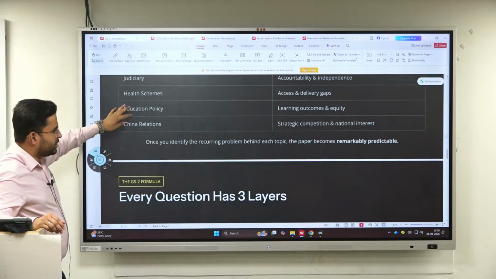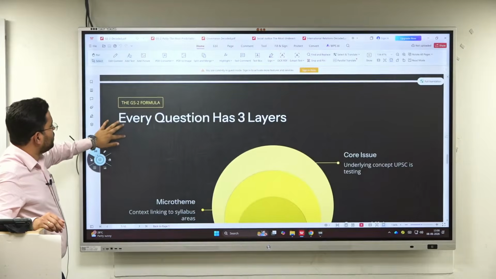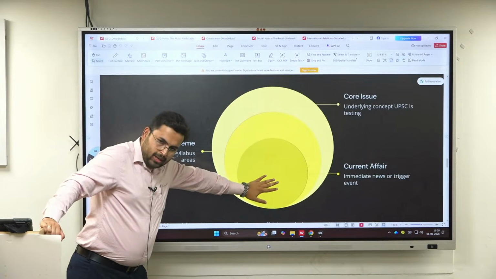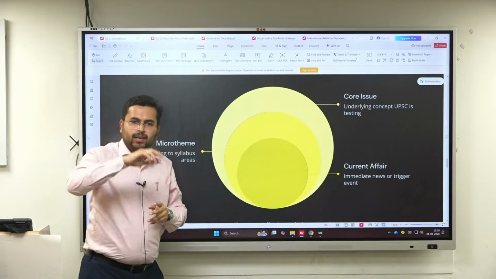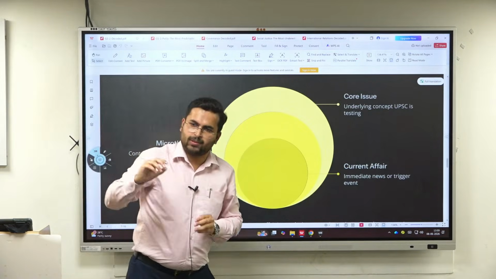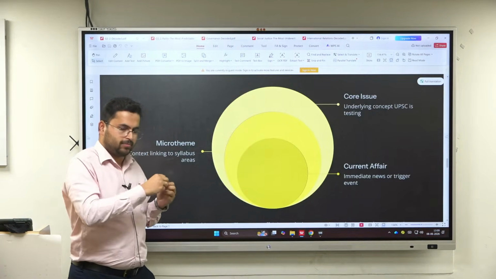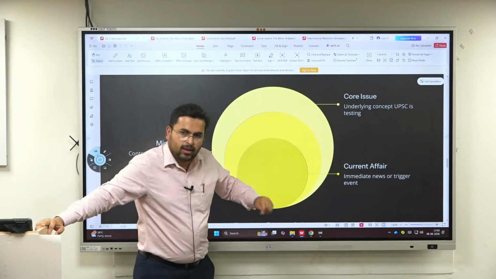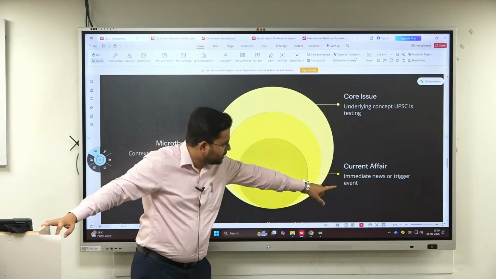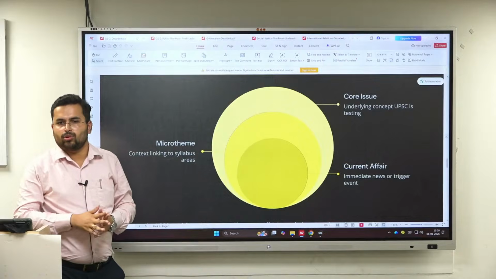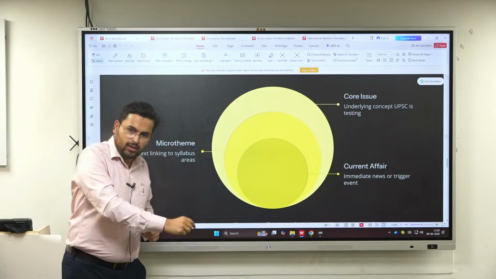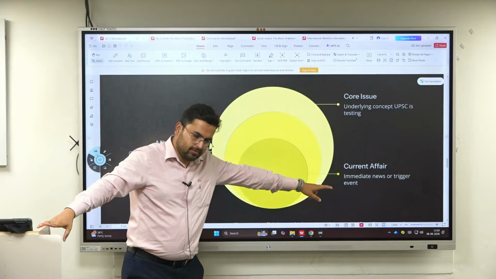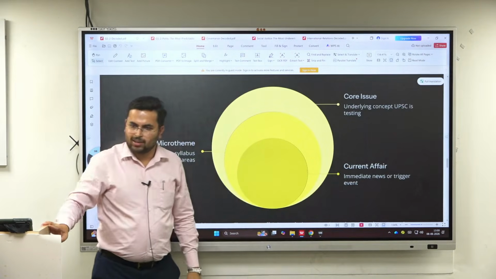Same with education policy or even international relations. Every question has three layers. There will be a current affairs layer. Every question will not come directly on the paper. There will be some trigger point in the background that has led to the origin of that question on the day of the paper. So there will be a current affairs source of those questions. That will be the immediate trigger. No question is random in UPSC. There will be a reason why it finds its way into the GS2 paper. So let's say there was an issue with judicial accountability.